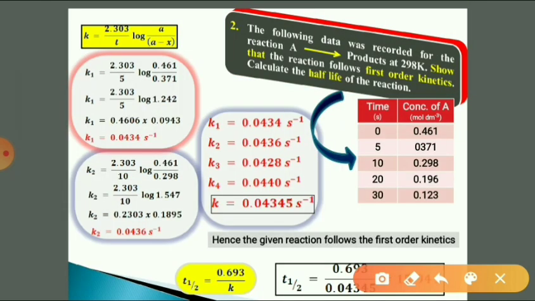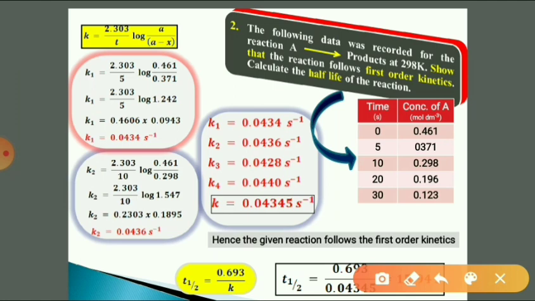Next problem, the second problem. The following data was recorded for a reaction A, which gives a product at 298 Kelvin. Show that the reaction follows first order kinetics. Also calculate the half time or half life of the reaction.